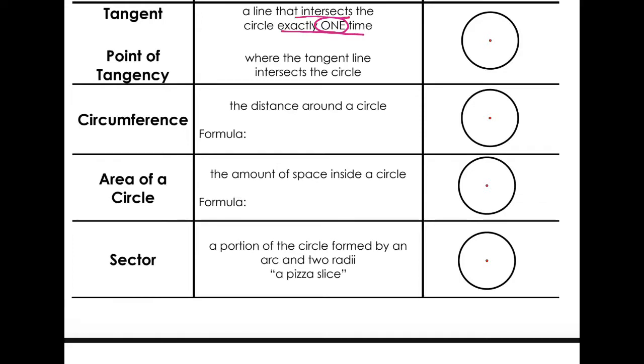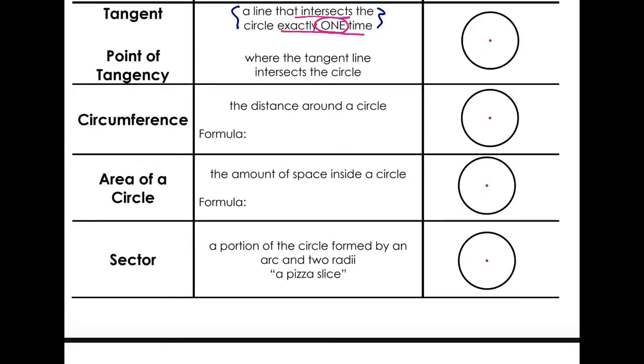A lot of students who try to draw this based off the definition do the same thing. I want you to pause and try to draw first what you think this is going to look like on that circle. A line that intersects the circle at exactly one place, or one time. Pause, try to draw it first, and then you can unpause to see if you drew it correctly.